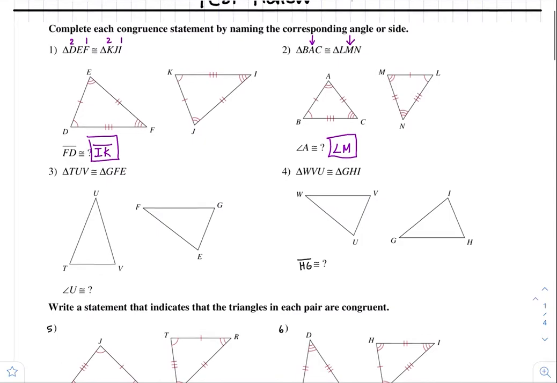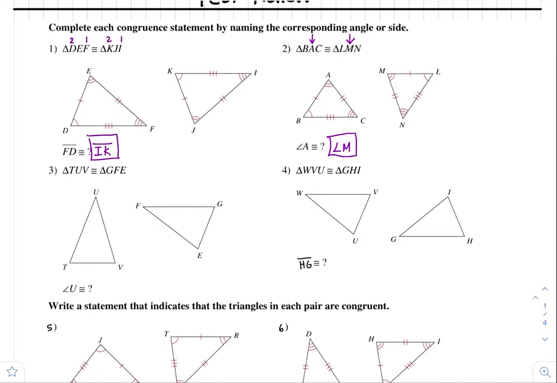Number 3, angle U. What is angle U congruent to for the other triangle? Here's angle U. So for the other triangle, it's congruent to angle F. So angle F.